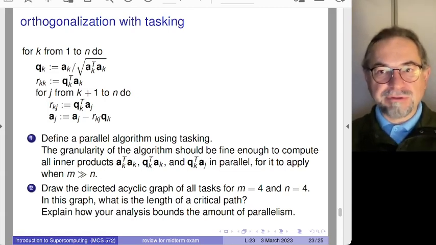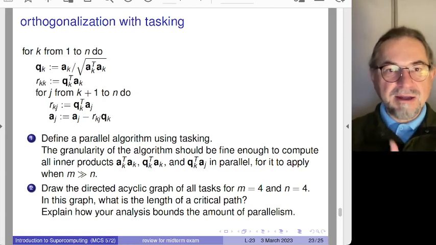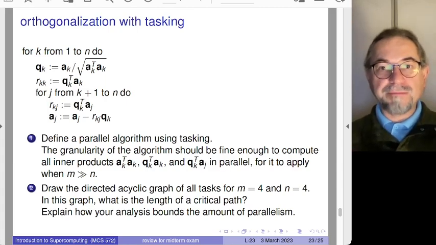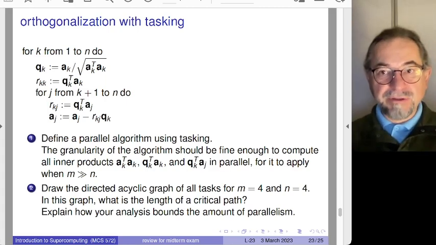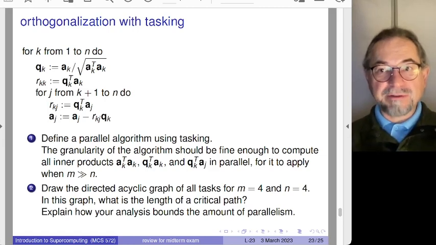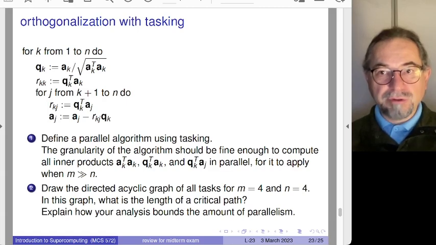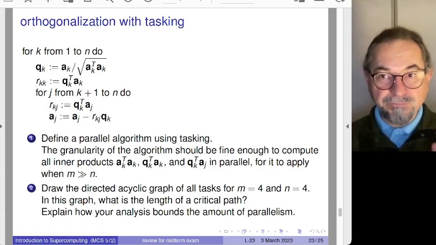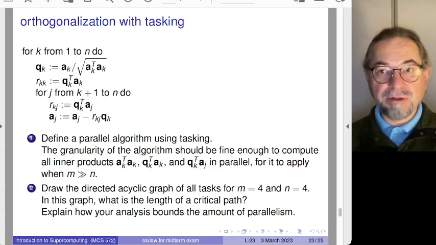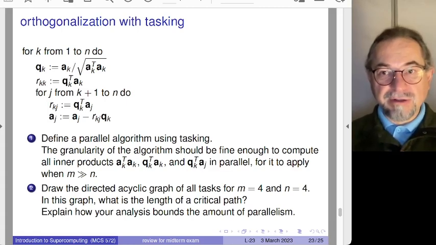So what happened, it looks like a very sequential process. Each time you consider, so K runs through the columns of your matrix A. So progressively you consider more and more vectors. But there is some parallelism there. If you have already orthogonalized, or if you consider, say, the first column in your matrix, you can subtract the orthogonal projection of all the other vectors onto the first vector, and that can be running in parallel.